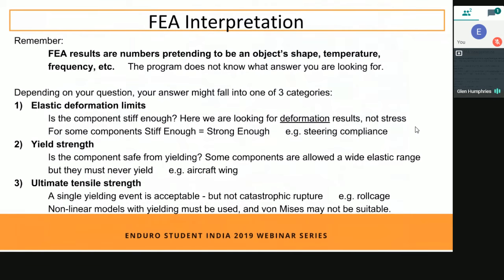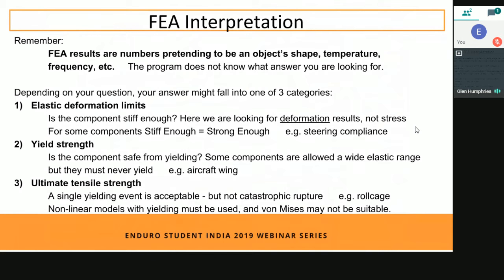FEA interpretation. So we've crunched the numbers, but we've got to remember, FEA results are numbers pretending to be an object's shape or temperature or frequency or some other property. They're only numbers, and the program does not know what answer you are looking for. You might know, oh yes, I'm trying to find the stress here, or the maximum deformation, or some other property. But the program doesn't know that. It's not going to find the right answer and throw it in your face.